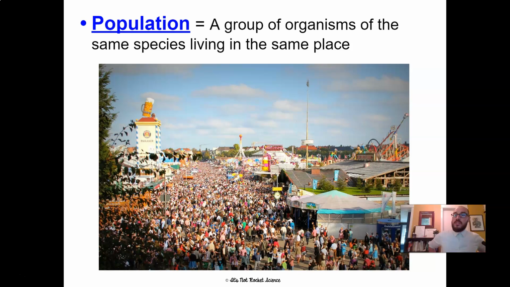All right, so a population is just a group of organisms that are all living in the same space. Now, those organisms have to be the same species to be considered a population. Remember, if we have different species all living in an area, we call that a community. So a population is only about a single species, whereas a community is about multiple species.